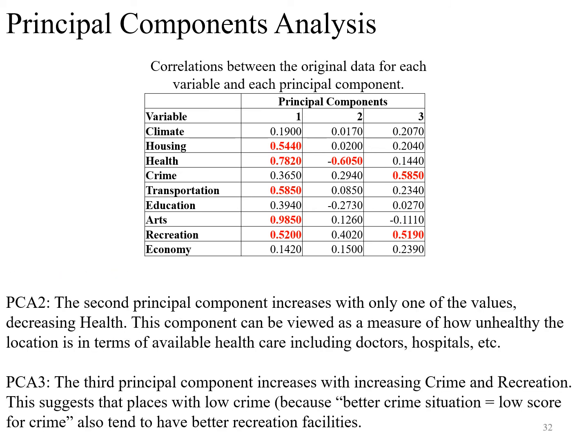The second principal component increases with only one of the variables, decreasing health. So it's a measure of how unhealthy the location is in terms of the availability of healthcare, doctors, hospitals. And again, that's associated, it's not in red here, with an increase in recreation. And the third principal component increases with increasing crime and recreation. Places with low crime also tend to have better recreational facilities. And again, that's probably a demographic situation.